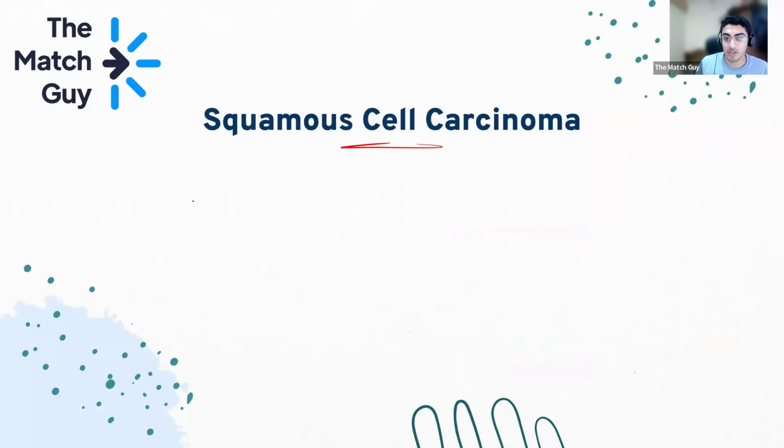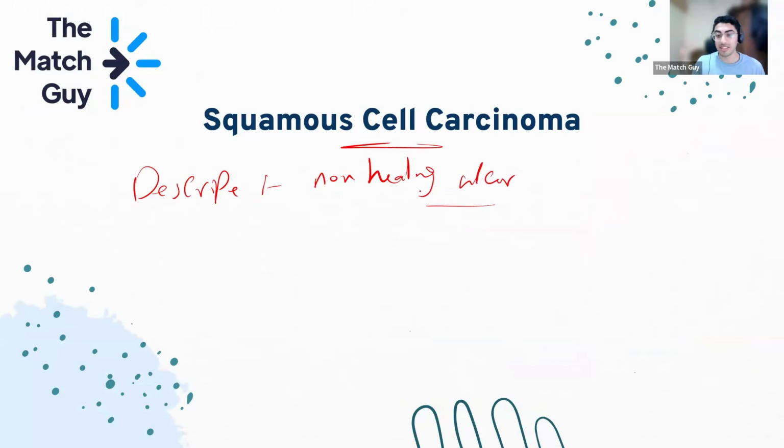All right, so what about squamous cell carcinoma? How would he describe squamous cell carcinoma? He will tell you that we have a non-healing ulcer on the nose or any sun-exposed area. And this ulcer has lots of scales on top. Okay, so this would be the description for squamous cell carcinoma.